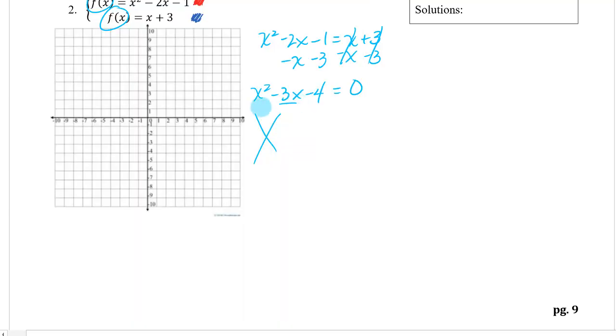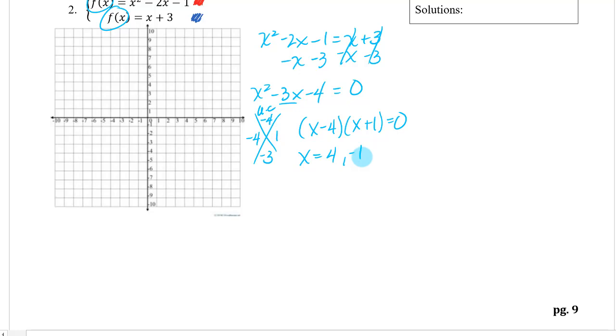So a times c is going to be 1 times negative 4, or negative 4, that combine to make negative 3 on the bottom. Is that possible? I believe it is, if I make a negative 4 and a positive 1. So if I go ahead and factor this, I'm going to have x minus 4 and x plus 1 equal to 0. So that means that my two x coordinates are going to be 4 and negative 1.